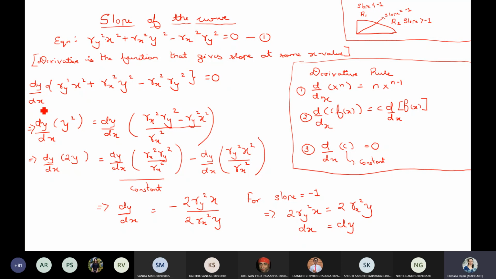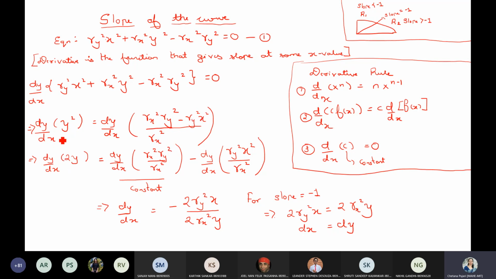So what we are doing is taking ry square x square to the right hand side, whereas you keep dy by dx, rx into y square on the LHS. Whatever rx square is, it is a constant, right? You place it on the right hand side like this. So what we got is rx square ry square minus ry square x square divided by rx square.